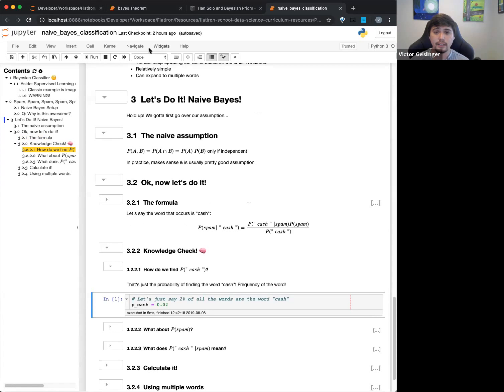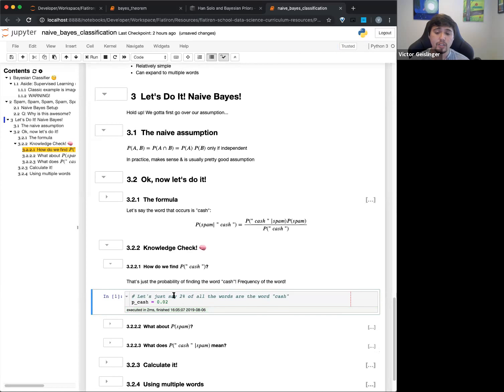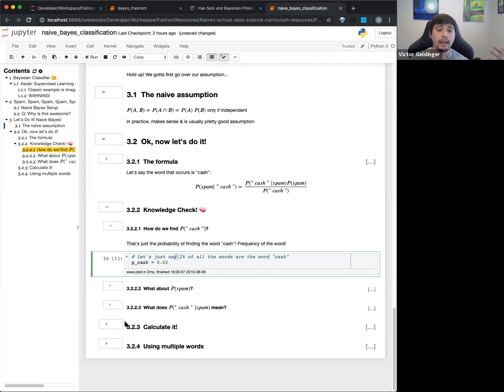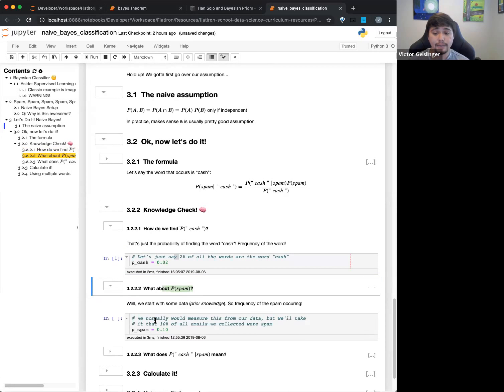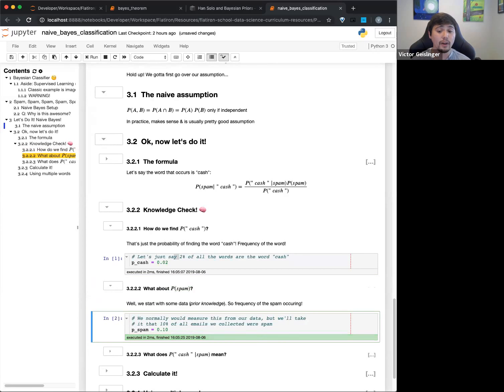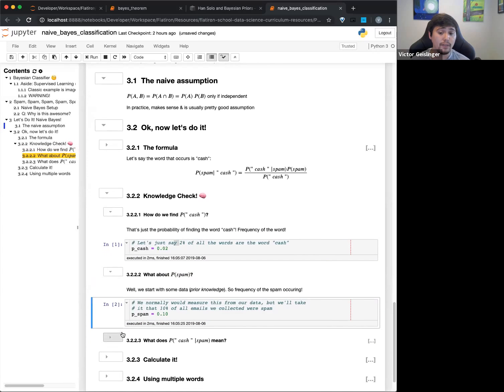Oops, I just realized I didn't restart this. Let me go. Cool. So we don't get any funkiness. Say 2% of all words are the word cache, okay? I just gave it a probability, but in reality, you would actually measure this frequency. What about the probability of spam? Well, we have a bunch of data. Some is spam, some is ham. We basically say, how many of these are actually spam? We count up all the emails, and we find out 10% of all emails are spam. Okay, cool. That's our probability of spam.